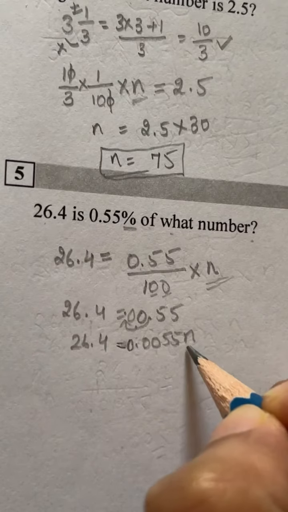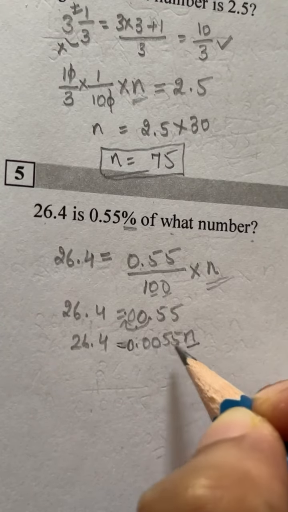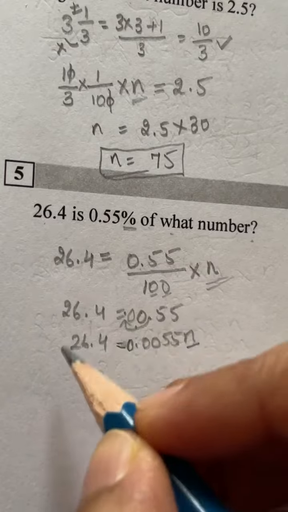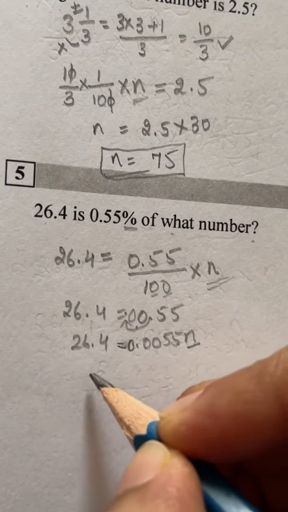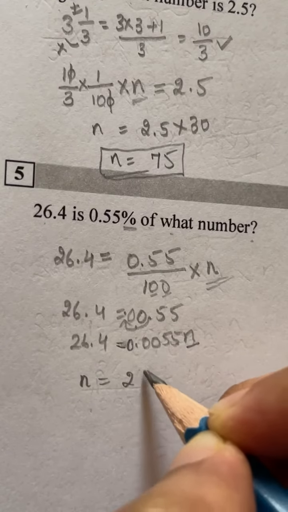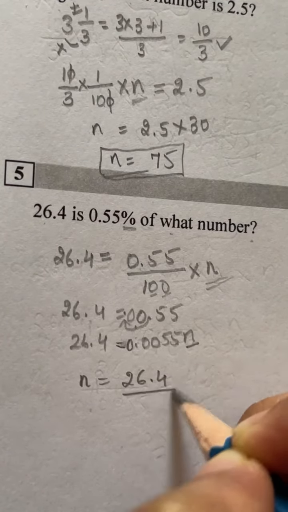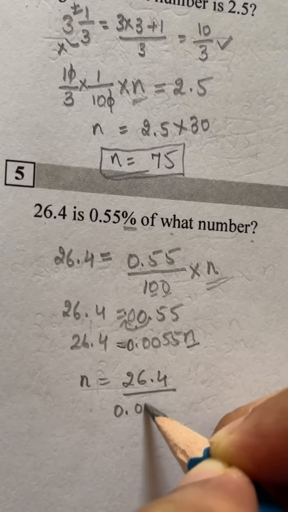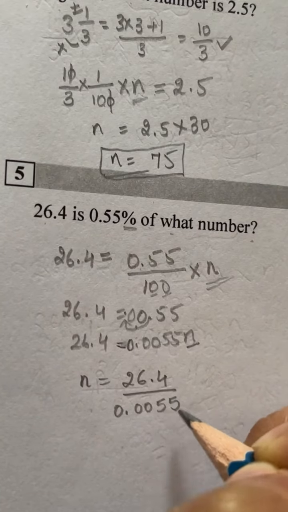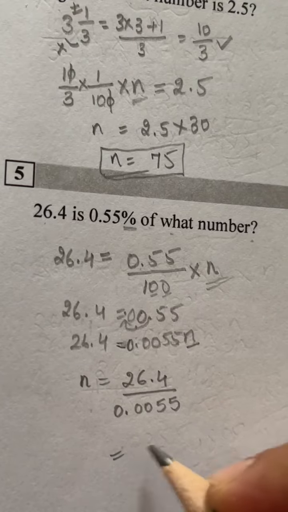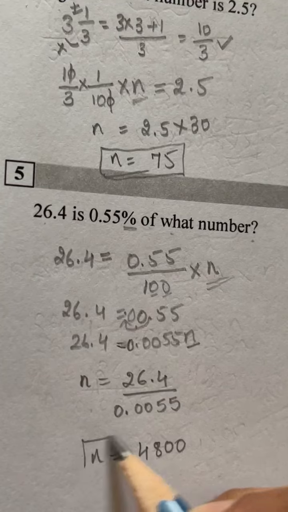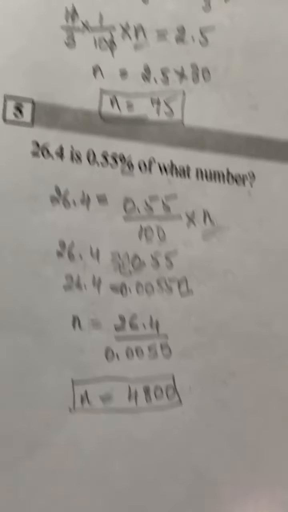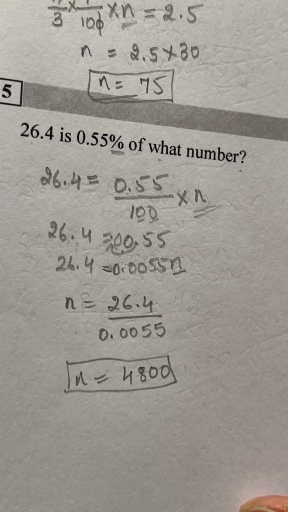So you are going to find out n. This number is getting multiplied with n, so when you send it to the other side, it will divide. The opposite operation is the opposite. So n is equal to 26.4 divided by 0.0055. So that's equal to 4,800. So your n is equal to 4,800.